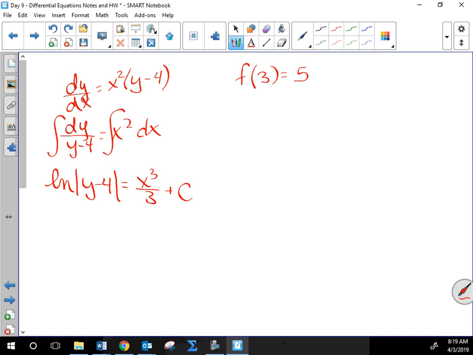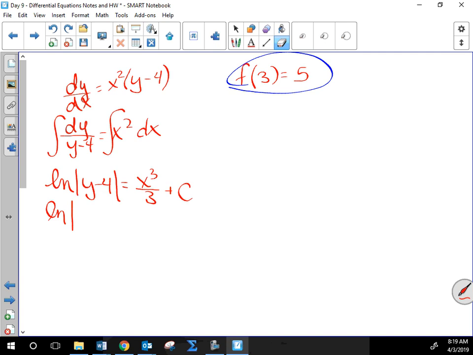Okay. So we said last time, just take your initial condition, plug it in, and see if your signs are the same or if they're negative. I think the easier way to do it, this is what I used to teach, is that as soon as you take your antiderivative, go ahead and plug in your initial condition. So I would have the natural log of the absolute value of my y value, 5 minus 4, equals, and then my 3 cubed over 3 plus c.